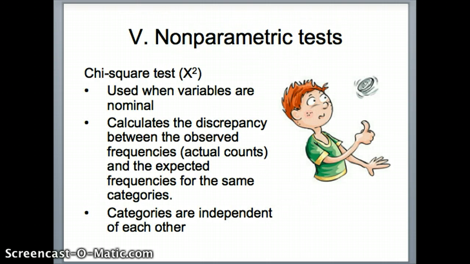The other issue is, with a chi-square test, your categories have to be independent of each other. So a person cannot be in the same category more than once. With a coin, it's either heads or tails. The person answers, do you vote Republican or Democrat? Yes or no. So they cannot be both Republican and Democrat at the same time. They cannot be answering both yes and no at the same time. So those categories have to be independent of each other.